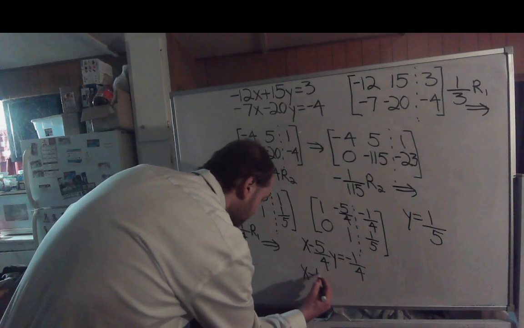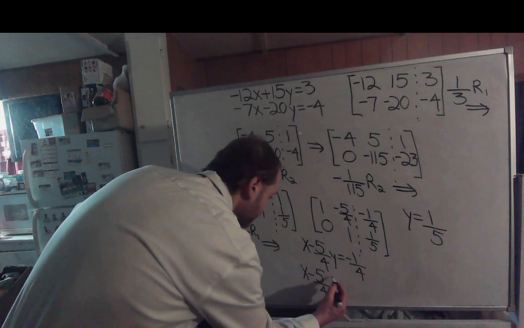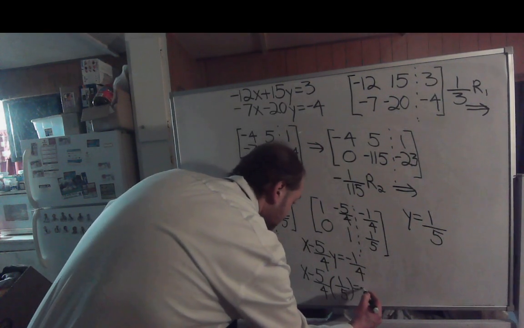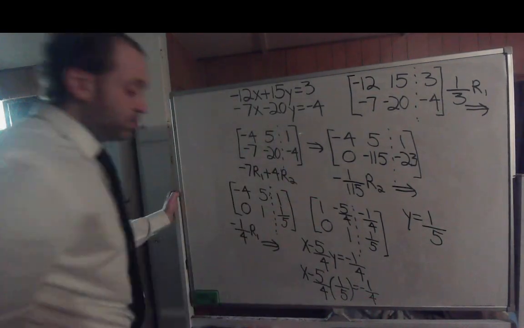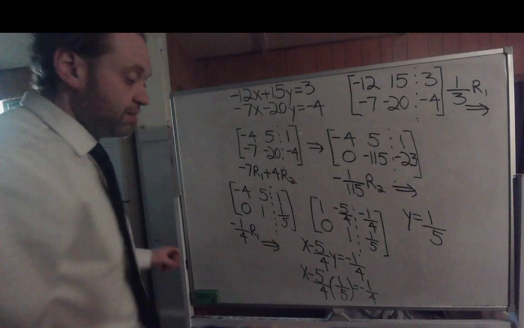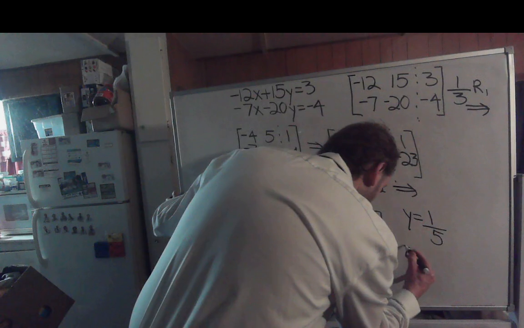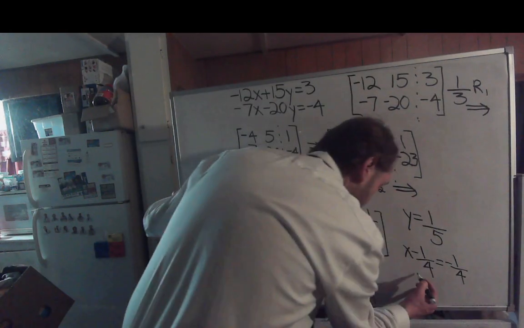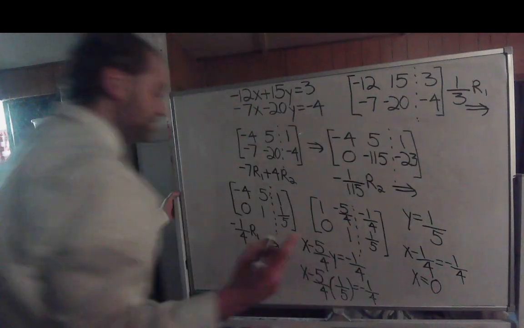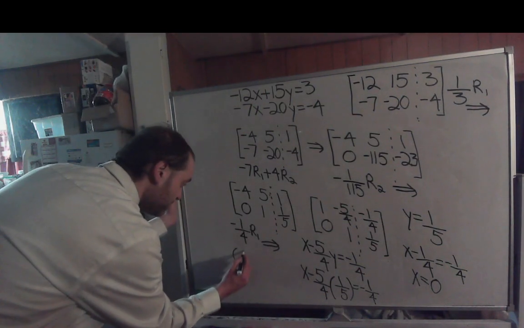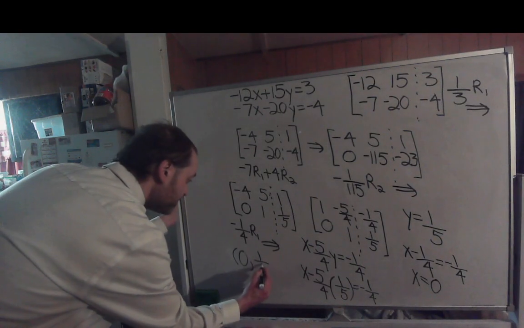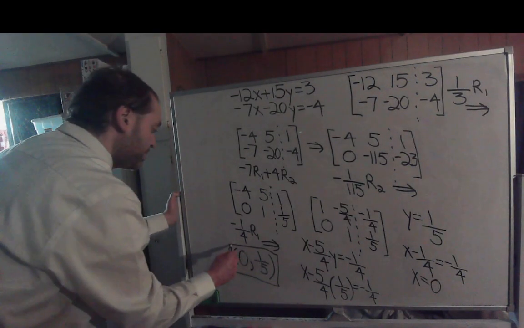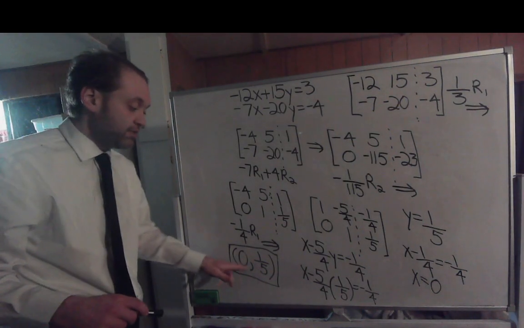That's going to give you x minus 5/4 times your 1/5 would be equal to negative 1/4. Well, negative 5/4 times 1/5 would end up being x minus 1/4 equals negative 1/4, which would give you x equals 0. X would become 0. So the ordered pair that's your solution would be 0, 1/5. So that's the ordered pair that's a solution to this system, is going to be 0 and 1/5.